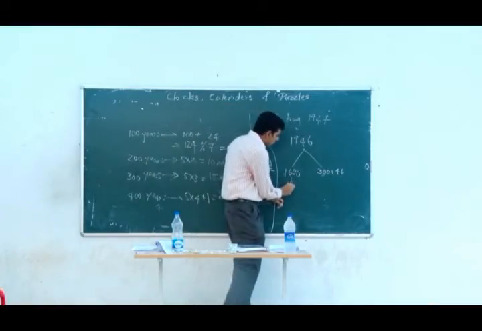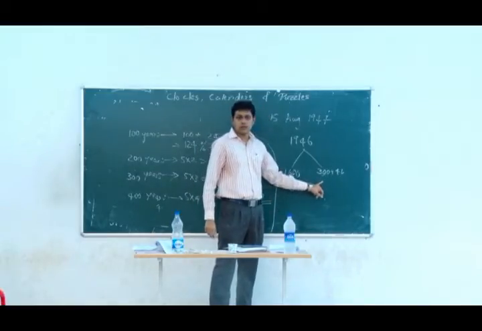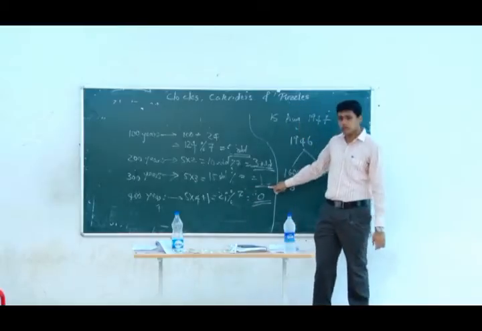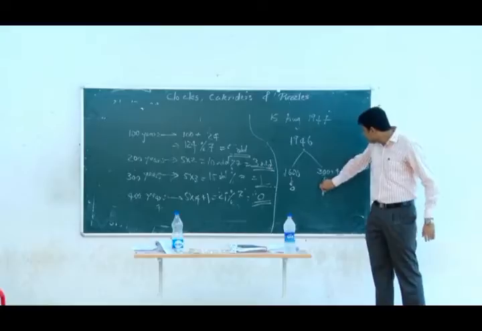For 1600, how many odd days do we have? 0. For 1600 we have 0 odd days. For 300 years, how many odd days? For 300 years we have 1 odd day. So for 300 we have 1 odd day.